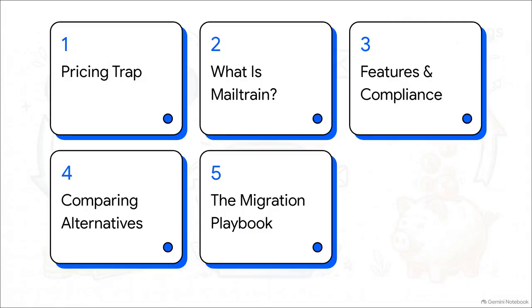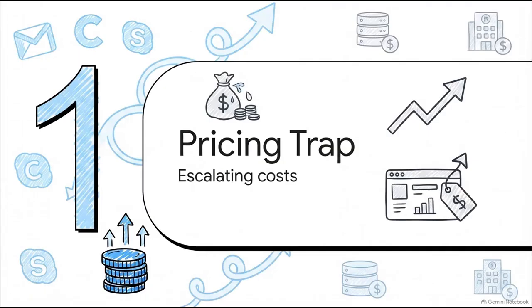Here's our roadmap for today. 1. The subscriber pricing trap. 2. What is Mailtrain? 3. Core features and compliance. 4. Comparing the alternatives. And 5. The migration playbook.